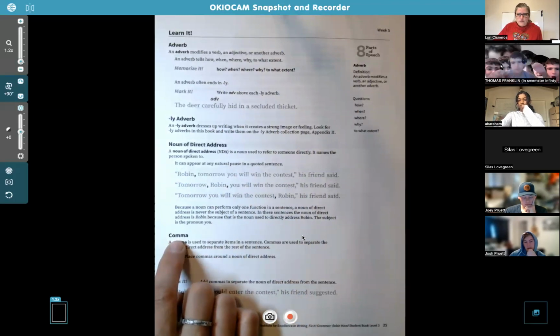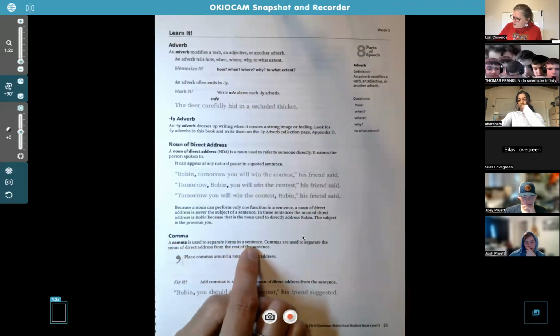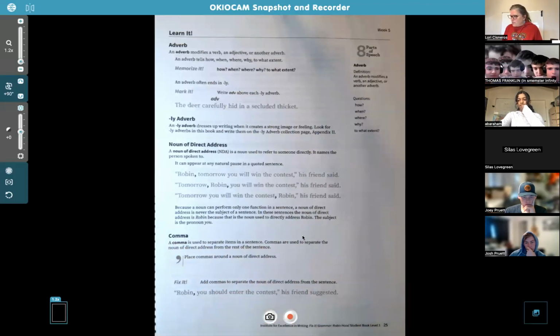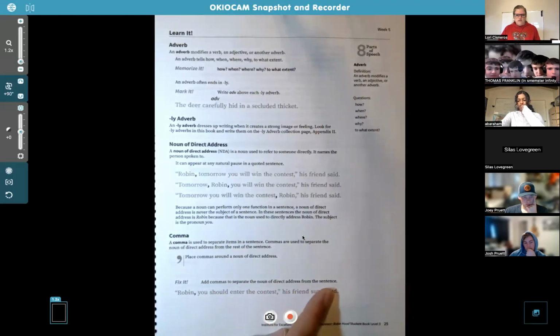There are some comma rules with this. A comma is used to separate items in a sentence, and commas are used to separate the noun of direct address from the rest of the sentence. So place commas around a noun of direct address. Here in this book, for your homework, you will be fixing this by adding commas to separate the noun of direct address from the sentence.